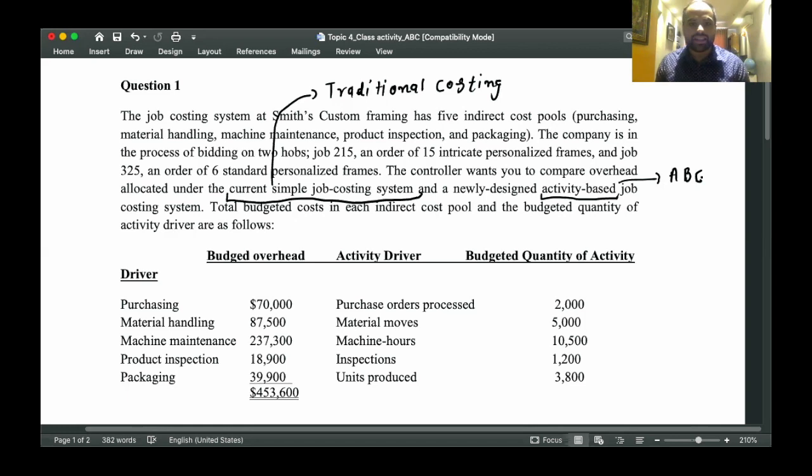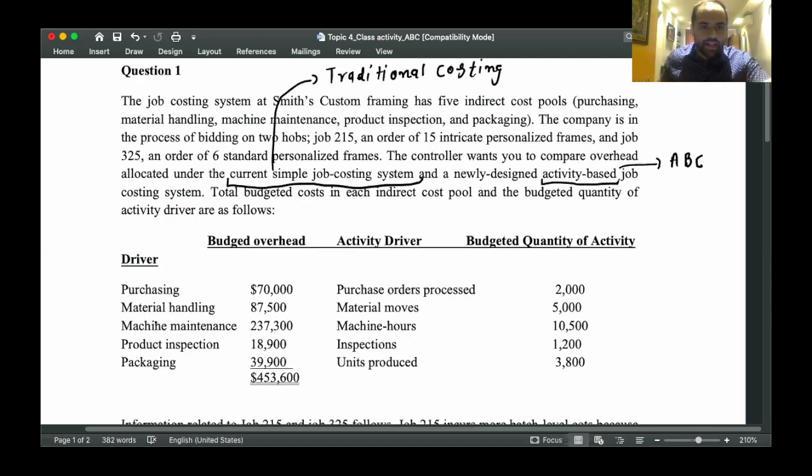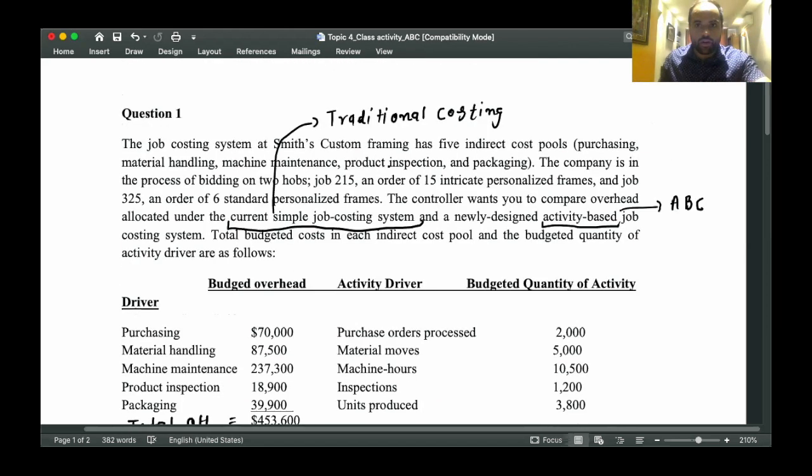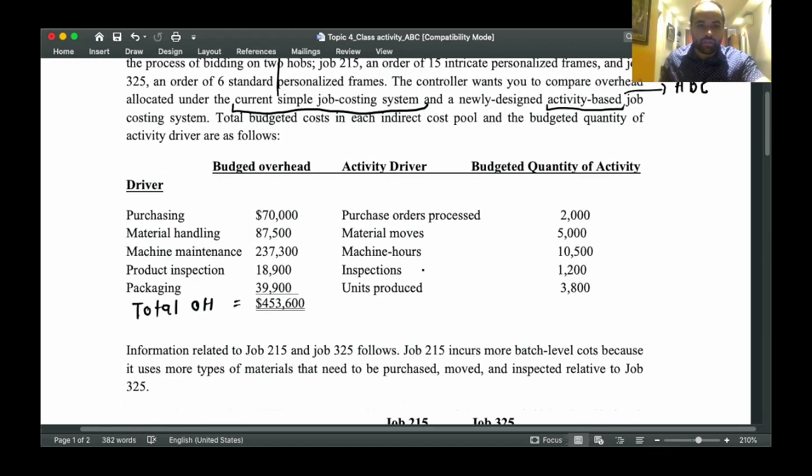Total budgeted cost in each indirect cost pool and budgeted quantity of activity drivers are as follows. So you have some specific information, right? This is your different cost pools, and the combination of all cost pools is your total overheads, as I said before. Combination of all cost pools will be total overhead.